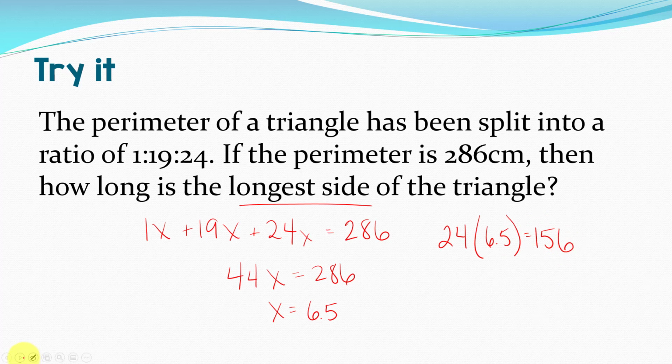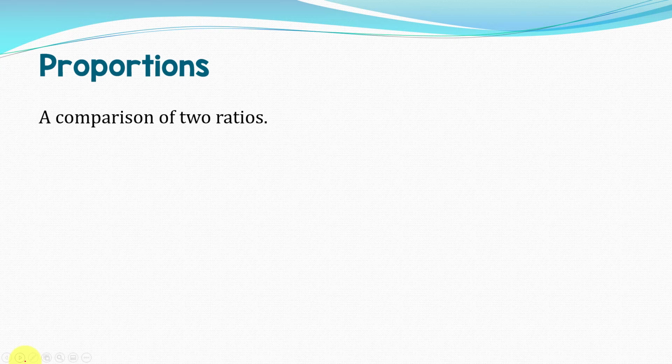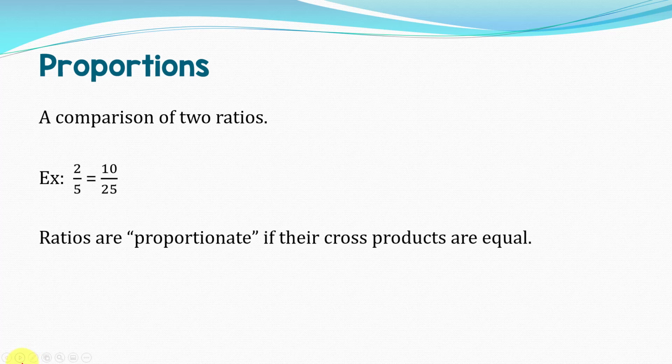Okay. So a proportion is when we compare two ratios. So we say something equals something. Ratios are proportionate if their cross products are equal. So to test this out, I would say, is 2 times 25 equal to 5 times 10? And they're both equal to 50, so I would say that these ratios are in proportion to each other.